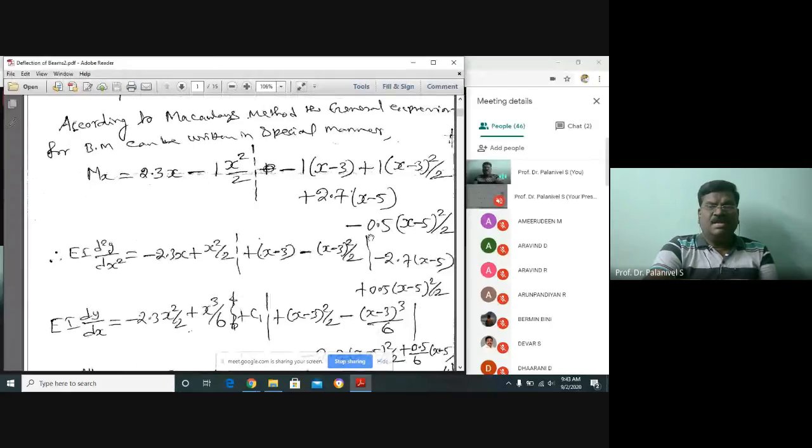Now we are carrying out integration. EI d squared y by dx squared is equal to minus the bending moment. I have written it, so this plus becomes minus or minus becomes plus here.